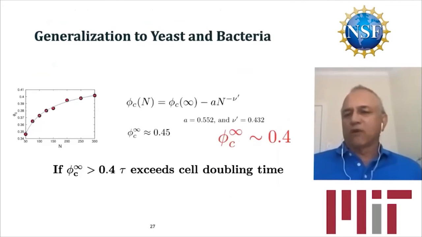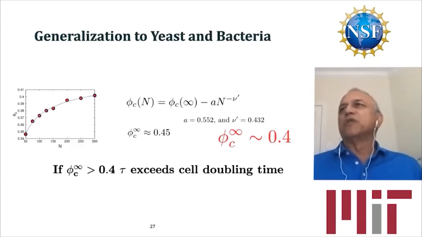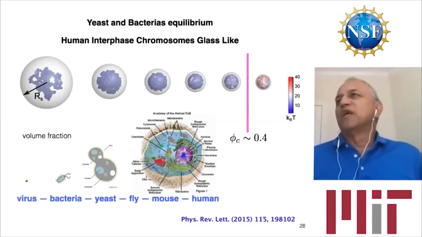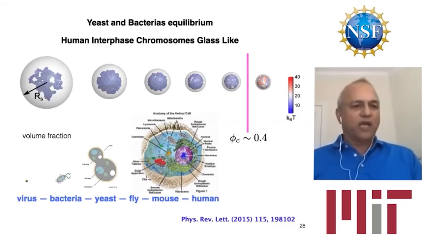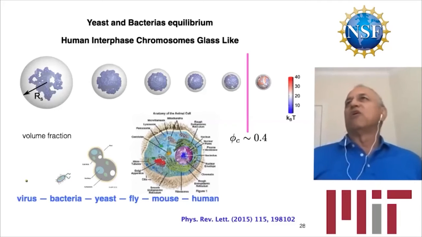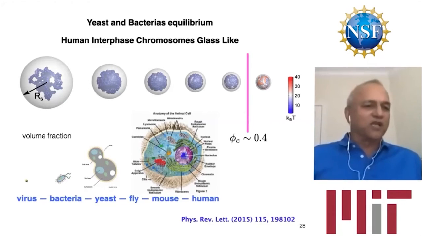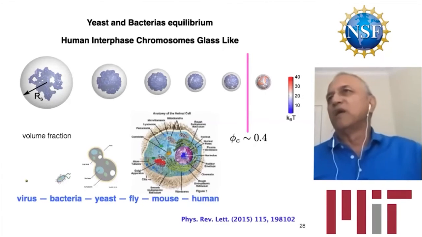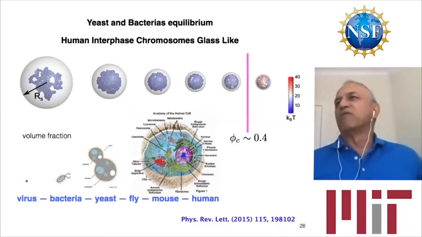I'm running out of time. I want to show you that one can, in fact, see that it's human interphase chromosomes that have this glass-like behavior, but bacteria like E. coli are under equilibrium control, because their size being small, the volume fraction they occupy in their cells is small enough such that on the time scale of cell doubling time, they could in fact rearrange and get out of equilibrium, which is not the case for the human interphase chromosomes.